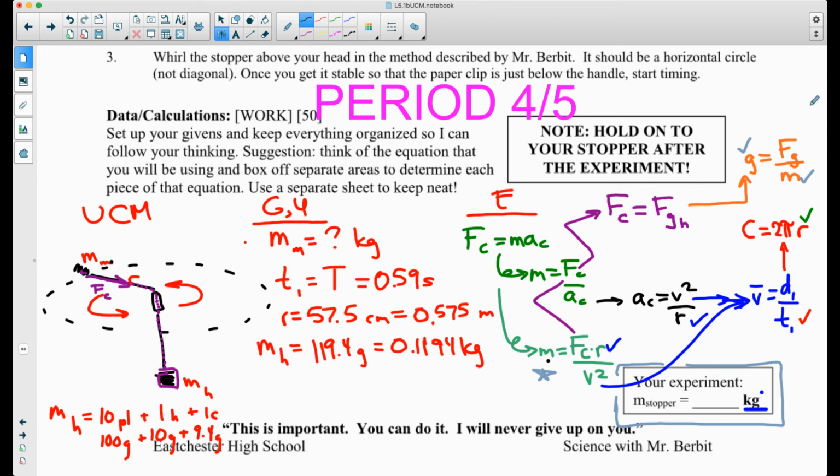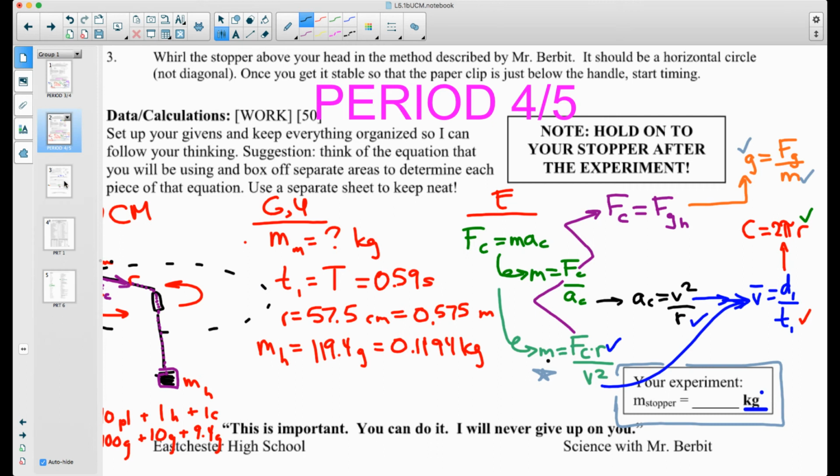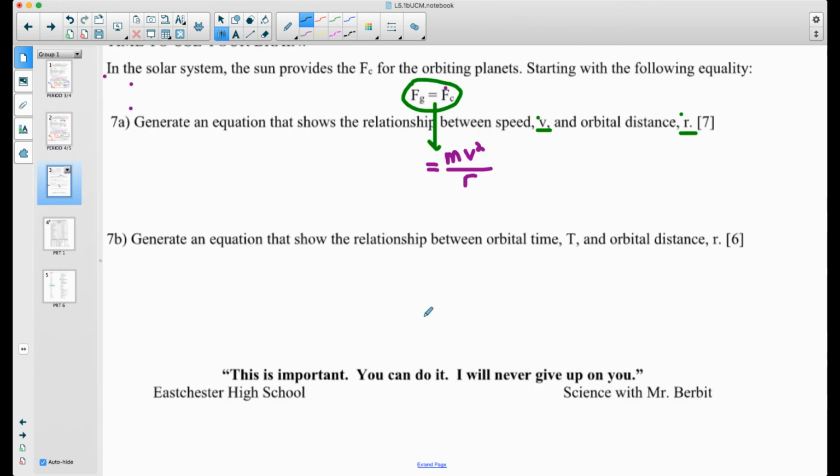So the hanging mass is what we use to calculate over here the FG. The moving mass went into mv squared over r. That's the moving mass. And the r, of course, is the distance between the moving mass and the center here. That was that radius. So we need to be real clear that when we're calculating this, this is the moving mass.